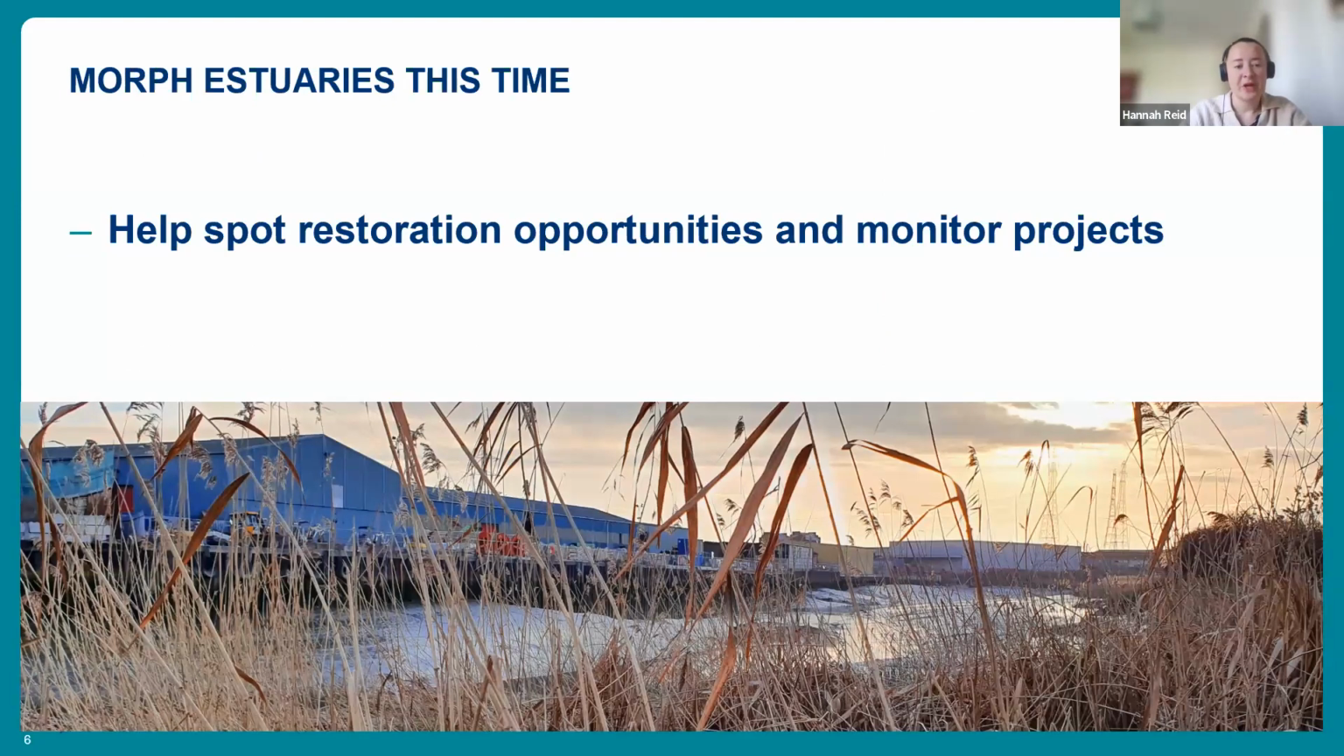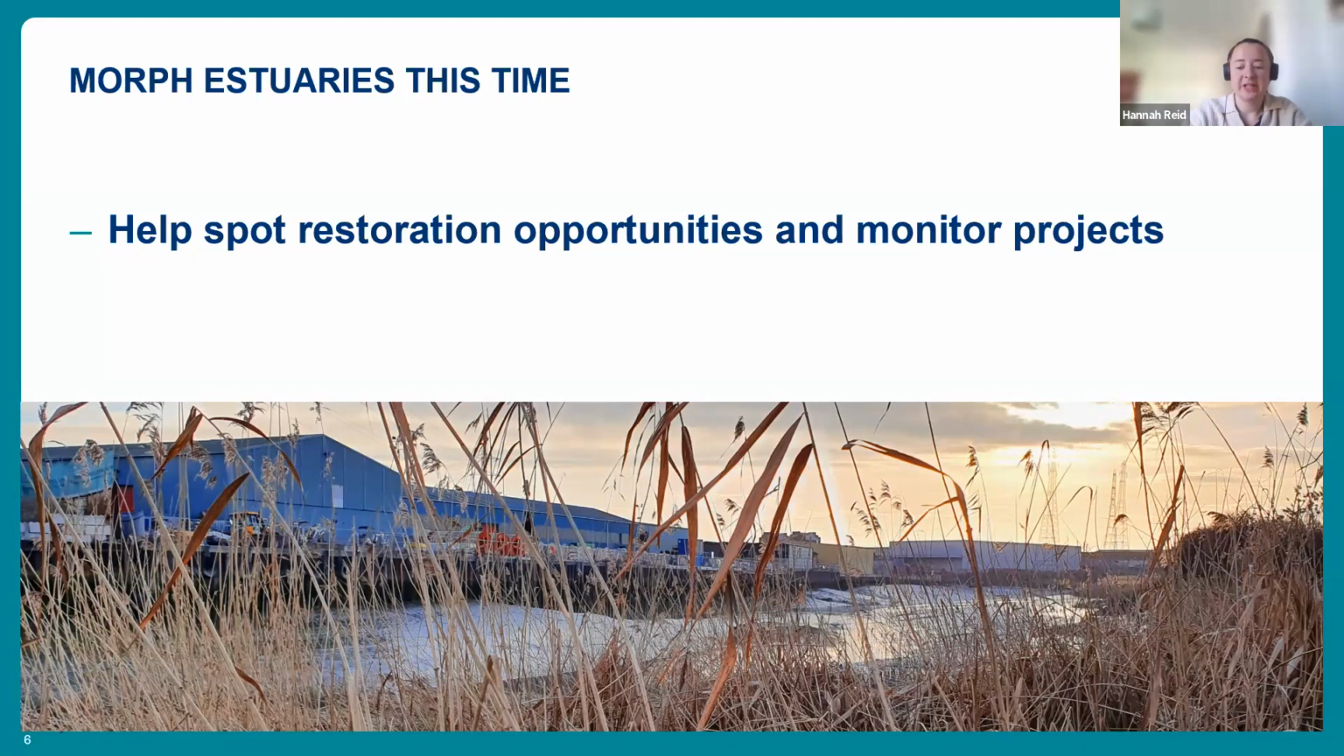So what are we hoping to get out of the MoRPh Estuaries project this time? The first thing we want to do is spot opportunities to restore and enhance habitats along the estuary. So this will involve going out with community groups and volunteers that are already working in these spaces and supporting them to use MoRPh Estuaries to assess the habitat and make good decisions about how to manage and restore these spaces that are really based on data and evidence. We could also repeat these surveys to monitor projects and assess the ecological impact in quite a practical way.